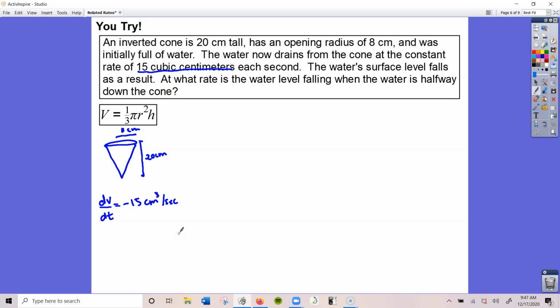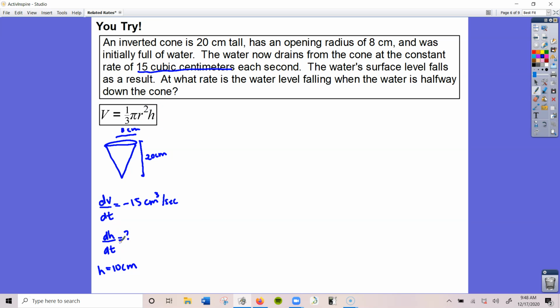The water's surface level falls as a result. At what rate is the water level falling when the water is halfway down the cone? So we are looking for dh/dt, the water level, when the water is halfway down the cone. So if the height is originally 20, that means that the height is going to be 10 centimeters. So now remember, for this, we have the two variables, r squared and h.